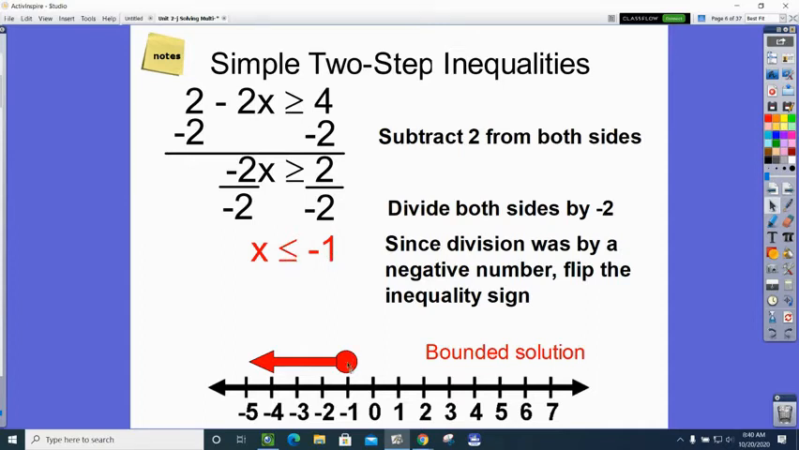I want to remind you, this is called a bounded solution in that it's bounded on the top. It goes on forever in the negative infinity direction, but it is bounded up here. I just thought I'd use that term here. So solid at -1 and all the numbers less than.